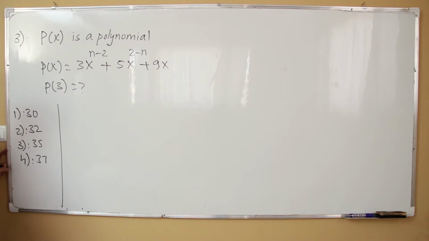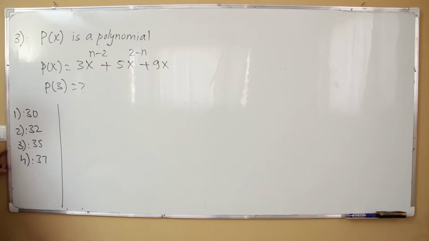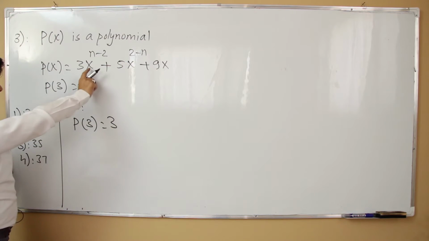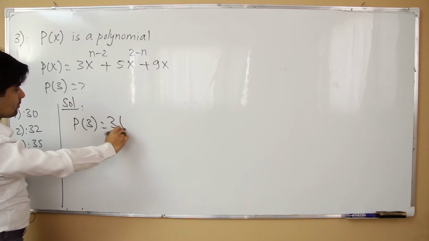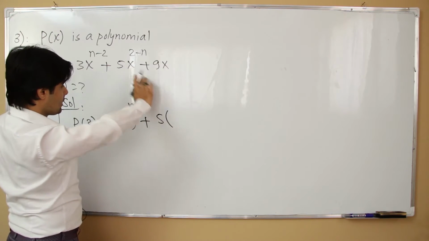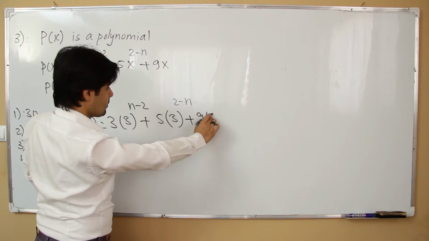P(x) is a polynomial and P(x) is given like this expression. Now what is P(3)? The answers are 30, 32, 35 and 37. How can you solve? I think it's very simple. Instead of x, try to put 3, so you will find the solution. P(3) is given by: instead of x, you have to put 3 to the power n minus 2 plus 5. Instead of x, 3 to the power 2 minus n plus 9 times 3.